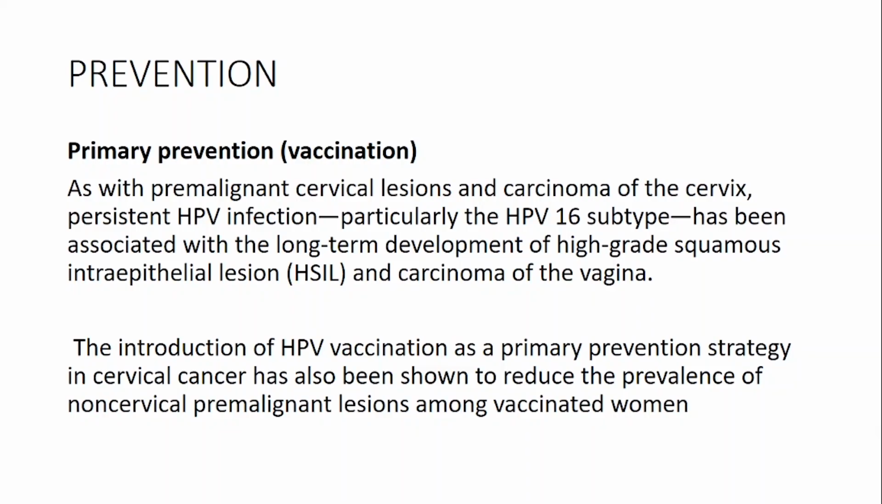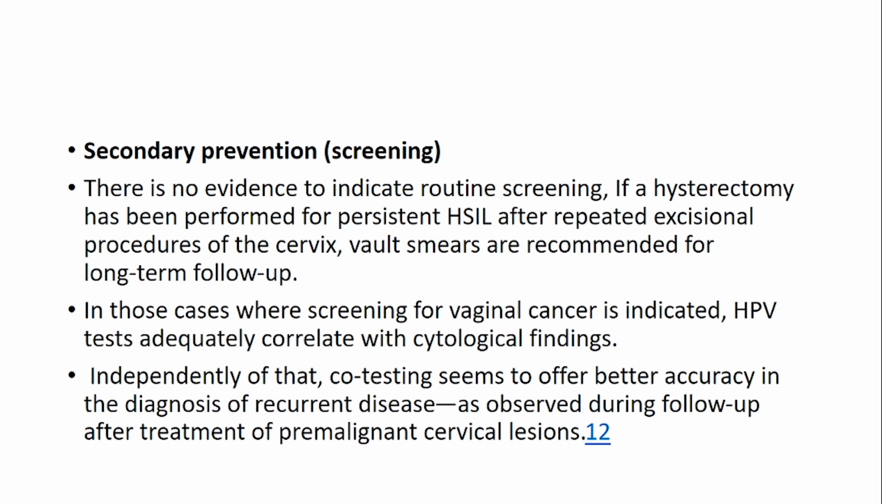Prevention can be divided into primary, secondary, and tertiary. As with all premalignant cervical lesions and carcinoma of the cervix, persistent human papillomavirus infection, particularly the HPV-16 subtype, has been associated with long-term development of high-grade squamous intraepithelial lesion and carcinoma of the vagina. The introduction of HPV vaccination as a primary preventive strategy in cervical cancer has also been shown to reduce the prevalence of the non-cervical premalignant lesions among vaccinated women. In secondary prevention, which is screening, there is no evidence to indicate routine screening.